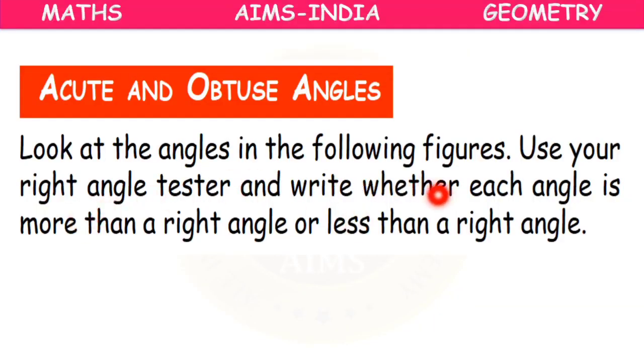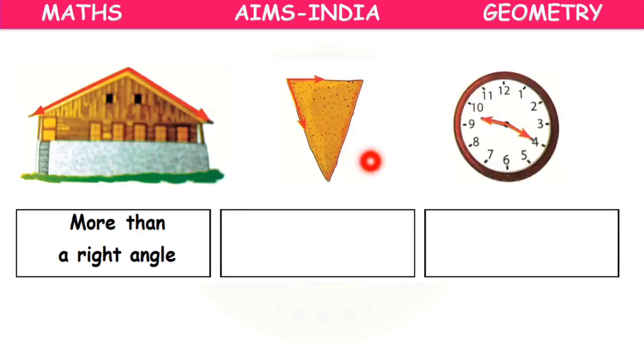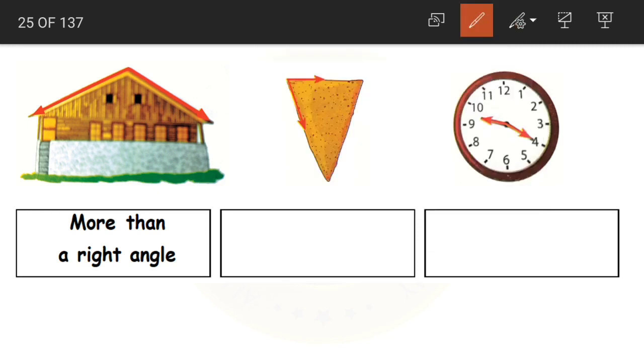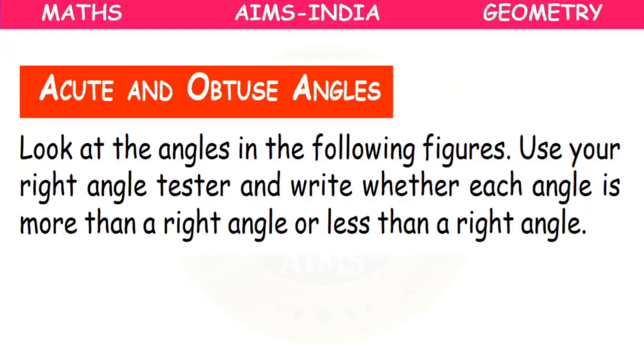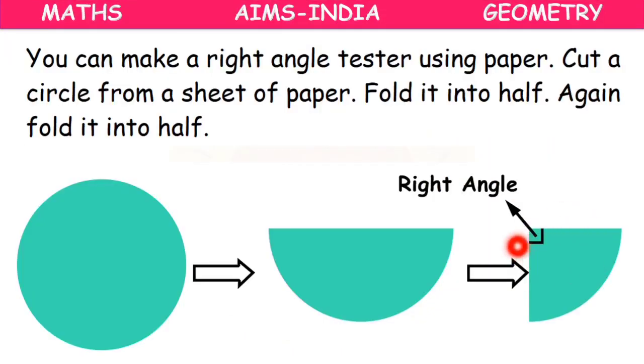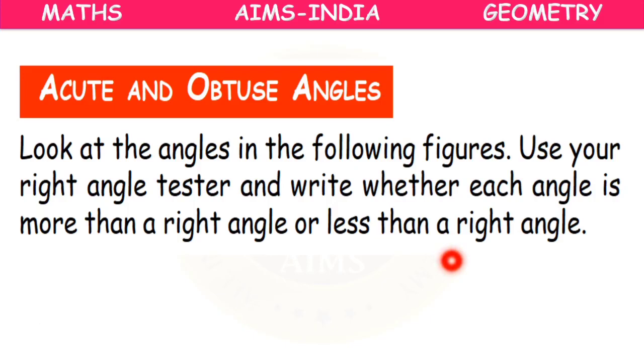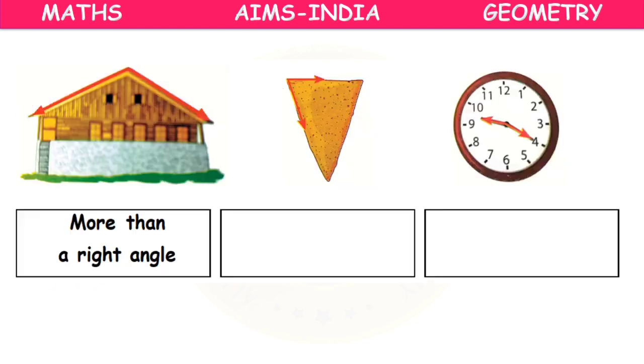Now look at the angles in the following figures. Use your right angle tester and write whether each angle is more than a right angle or less than a right angle. So what should we do? Here in these figures we are seeing some angles. With the help of our right angle tester, that is this one, we should write whether the given angles are more than a right angle or less than a right angle.